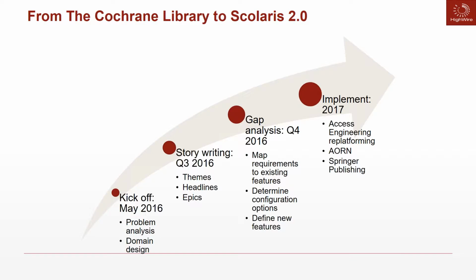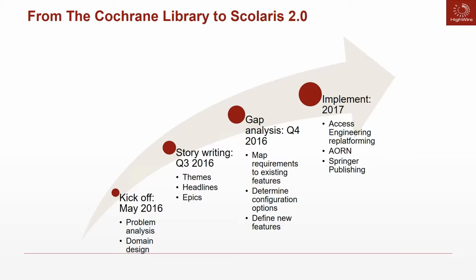So a theme, for example, might be search or browse. Headlines would be browse by topic. And then the epic would include the details of what exactly browse by topic means for Scolaris.